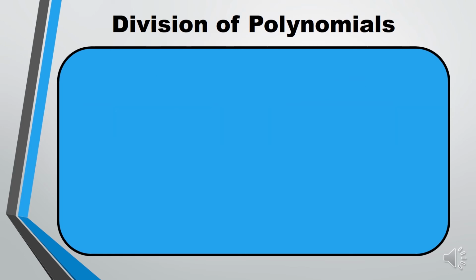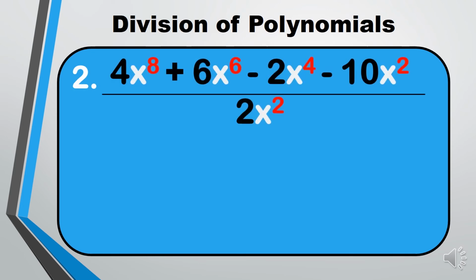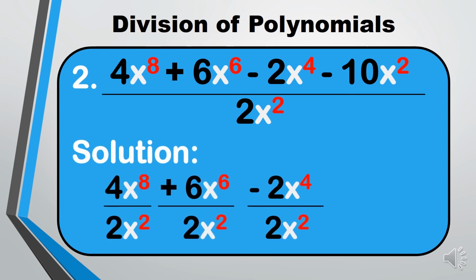Punta naman tayo sa ikalawang example natin. I-divide natin si 4x raised to the 8th power plus 6x raised to the 6th power minus 2x raised to the 4th power minus 10x squared kay 2x squared. Para mas madali nating maintindihan, pinaghiwa-hiwalay ko ang ating mga given. At lahat sila ay nilagyan ko ng denominator na 2x squared.